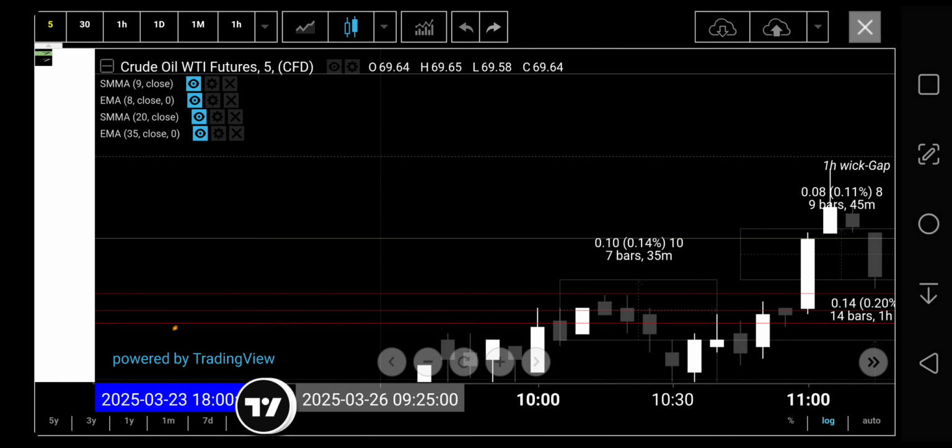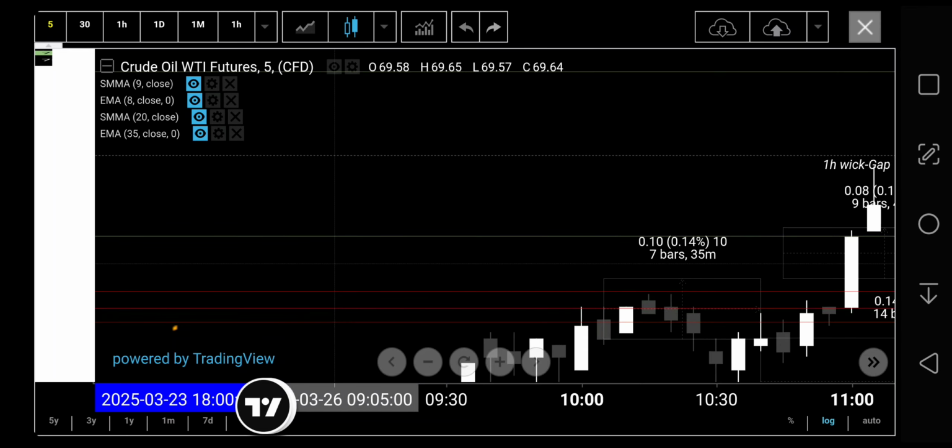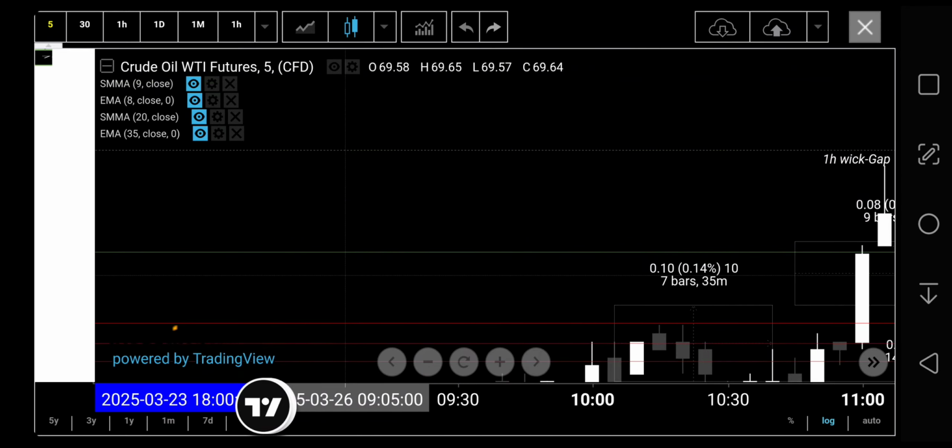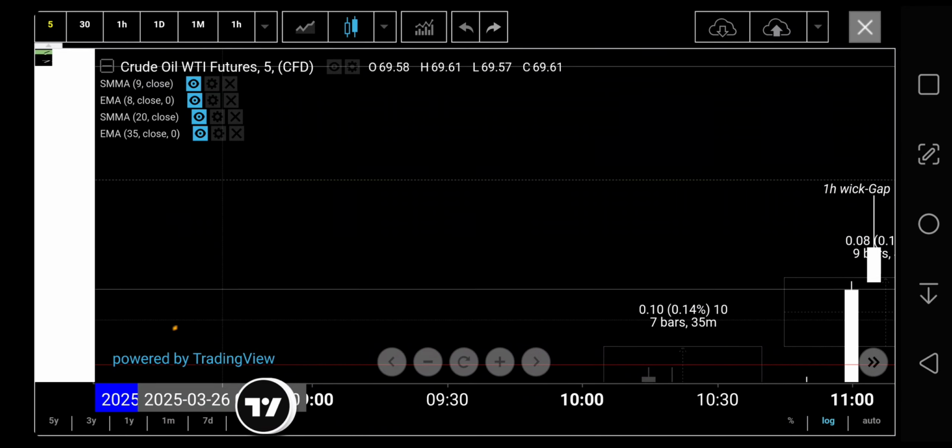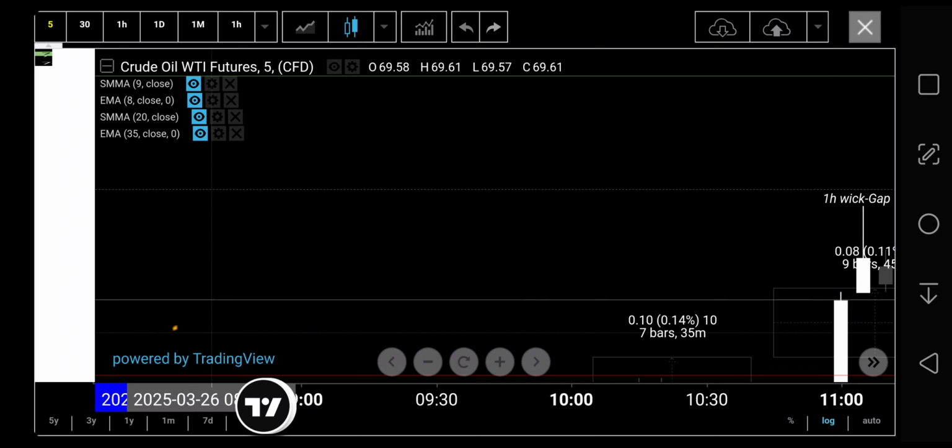Now, as far as the structure, we had a 1 hour wick gap right there, meaning that this wick was open right here on a 1 hour chart. See that green? That's a wick gap. The market looks at wicks as gaps. So I understand the structure.